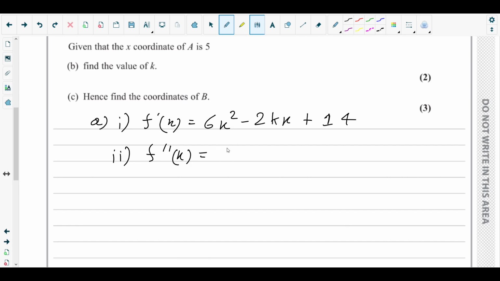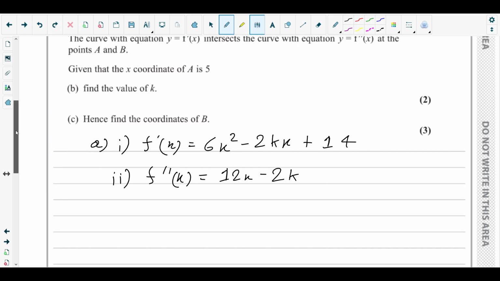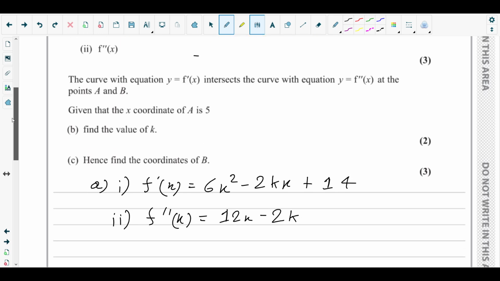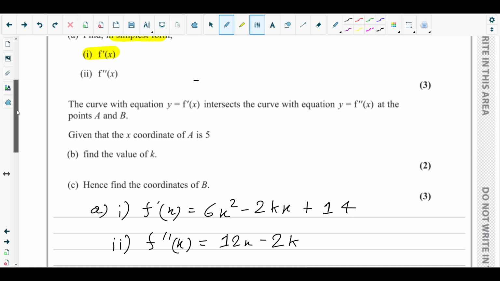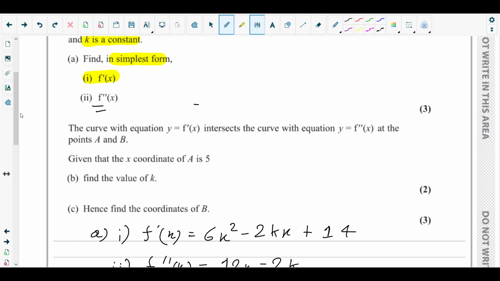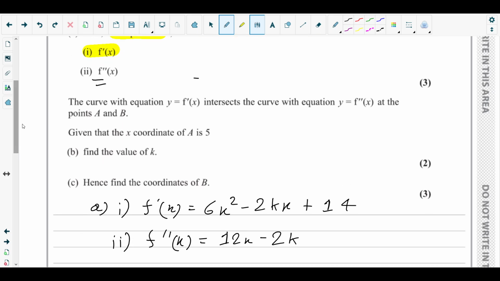So 6 times 2 is 12x, because 2 times 6 is 12 and from the power of x, 1 gets deducted, so you get x. Then negative, the power of x is 1, so 1 times negative 2k is negative 2k, and from the power of x, 1 got deducted, so this is x to the power 0, that is 1. And constant terms don't have any derivative. Done. Next, part B.